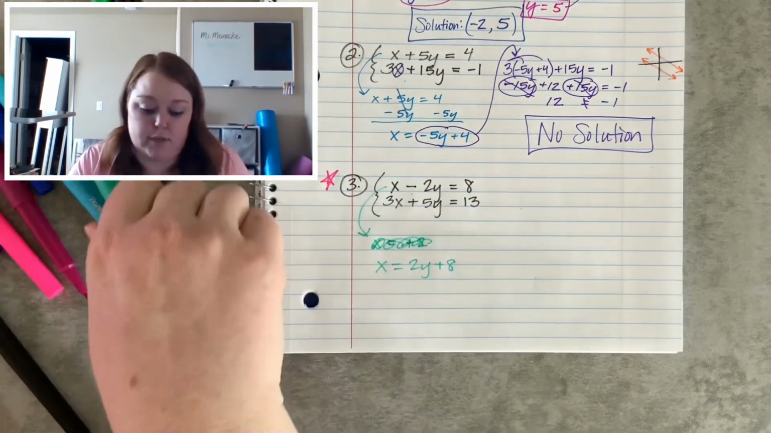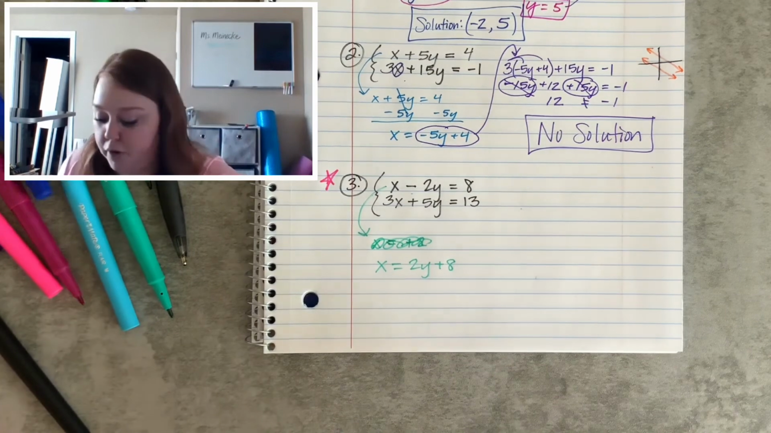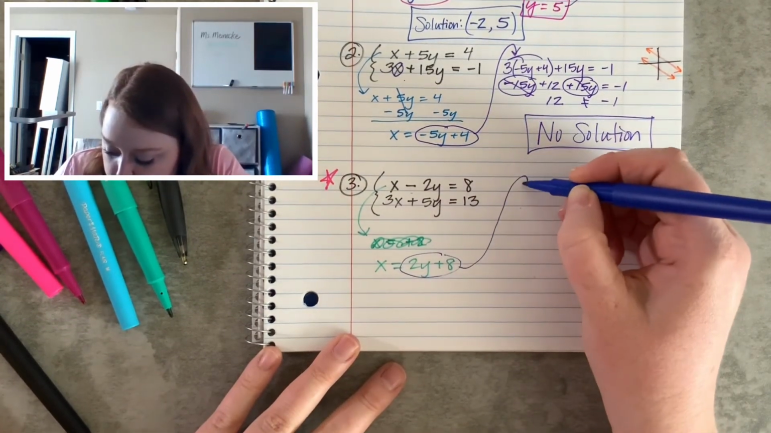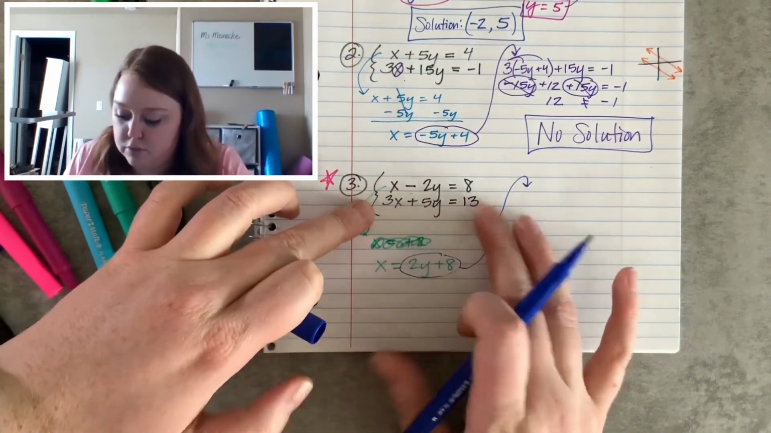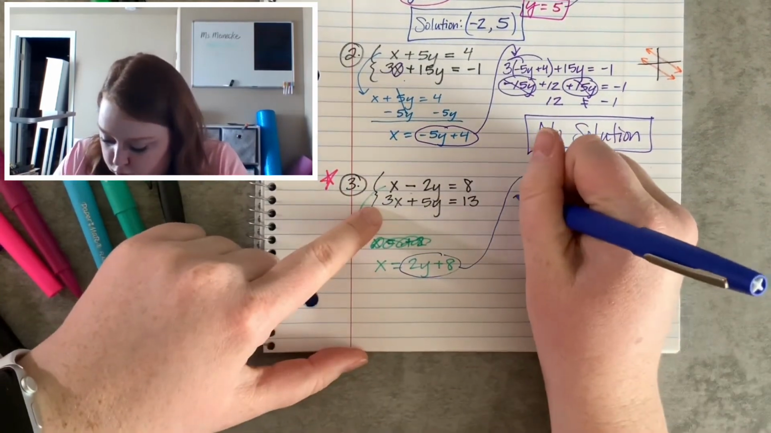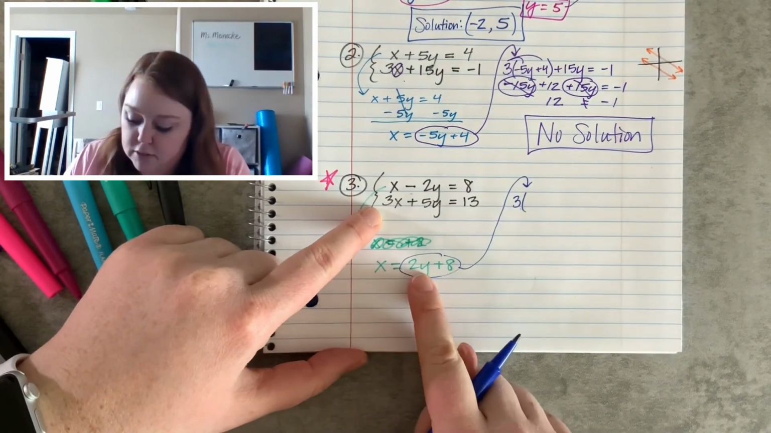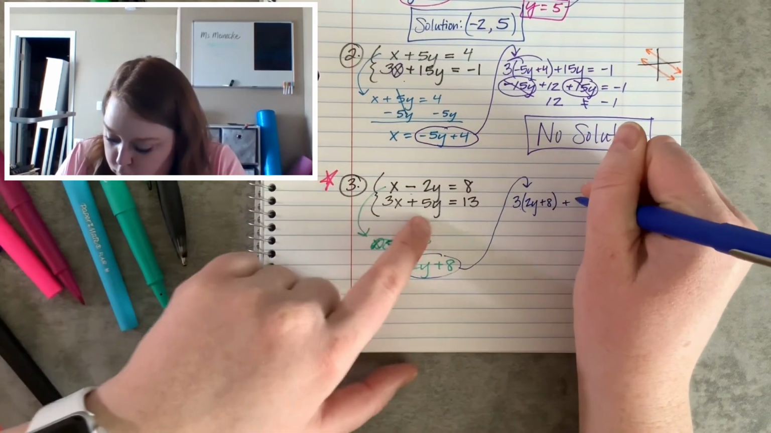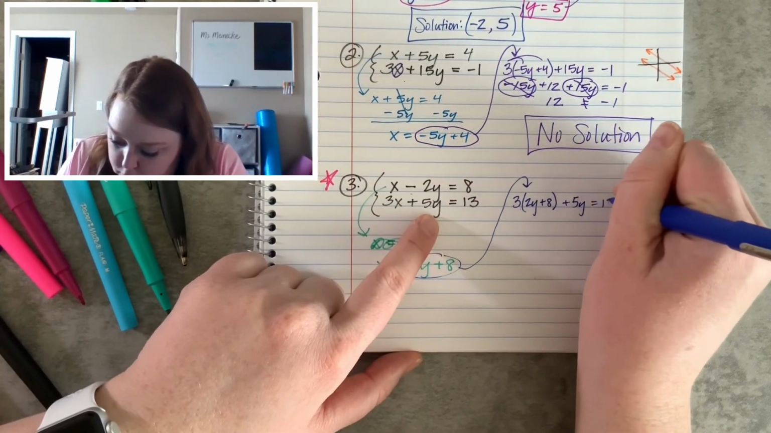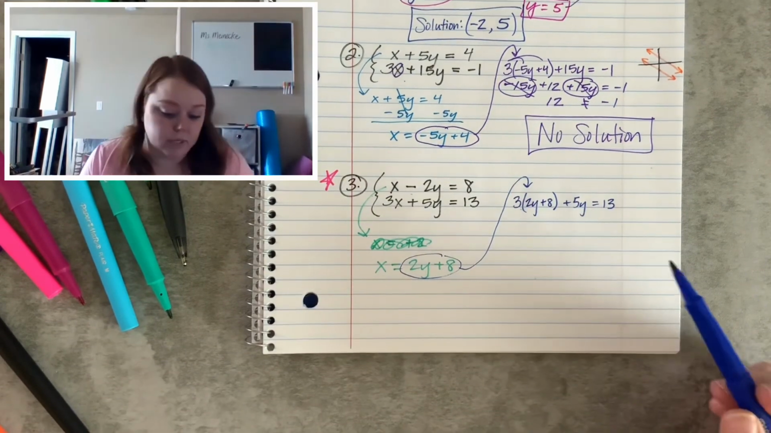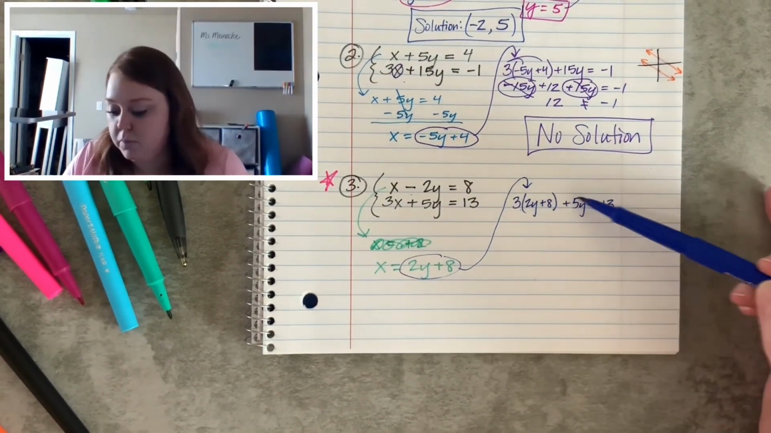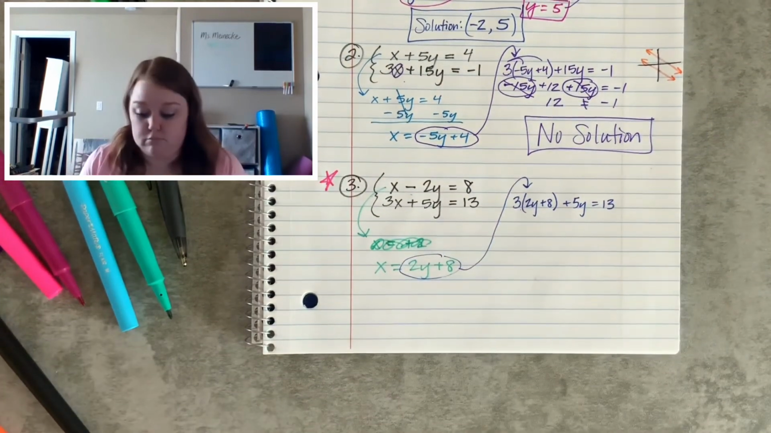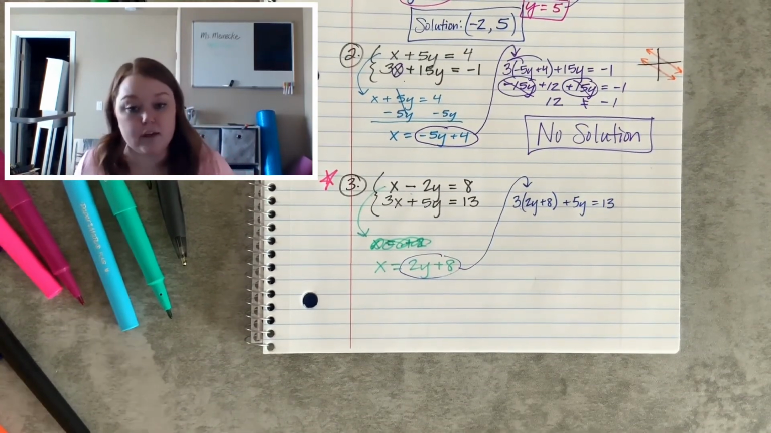Some of you I know are just like, we get it, Miss Meineke, move on. Okay, so this is the expression that you are going to plug into the other equation. So your other equation: 3 times, and instead of x, we plug in 2y plus 8, plus 5y equals 13. Okay, so I'm going to let you do the rest. You're going to distribute, you're going to solve for y. Whatever you get for y, you're going to plug in for y in either equation and get x by itself.